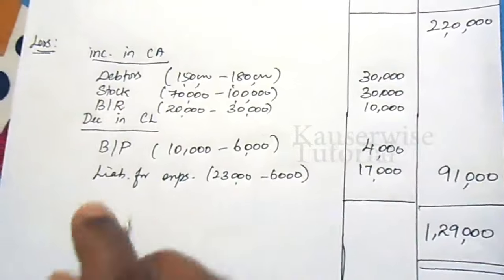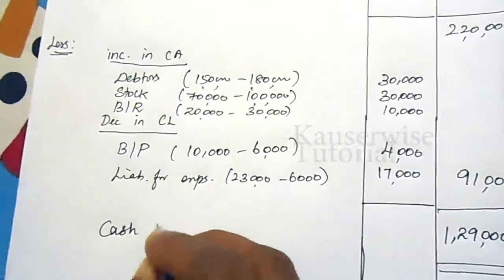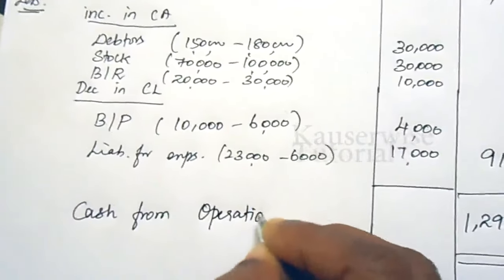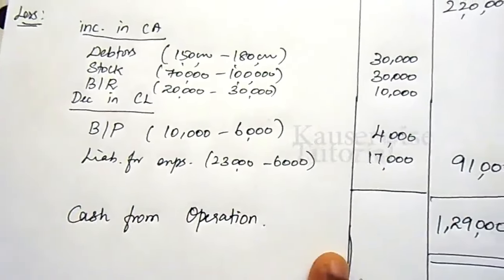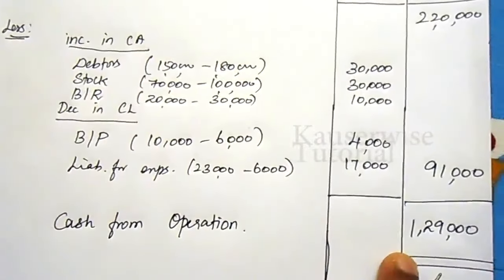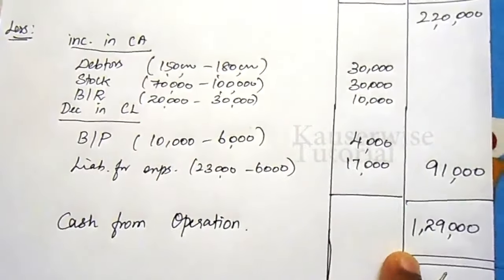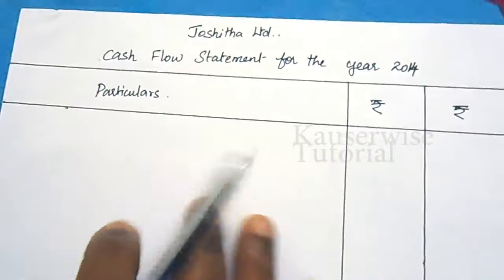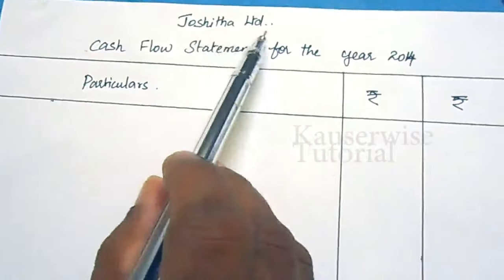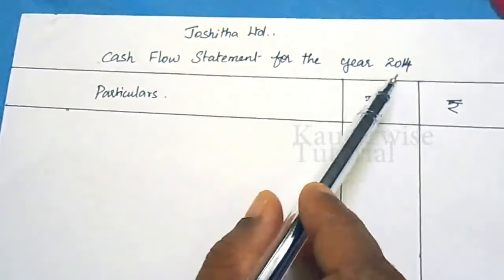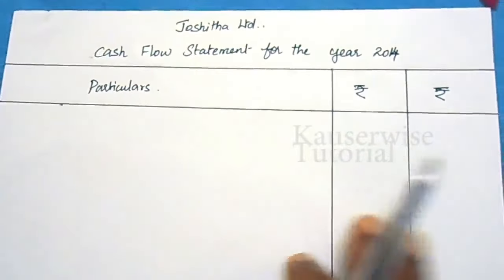No, this amount is called cash from operation. It is a main source of inflow of cash. This will be recorded in inflow, that is sources of cash while you prepare the cash flow statement. Now let us see the final one, that is cash flow statement. See, this is the cash flow statement format. Joshita Limited, that is the name of the company. Cash flow statement for the year 2014. Particulars, inner column, outer column.